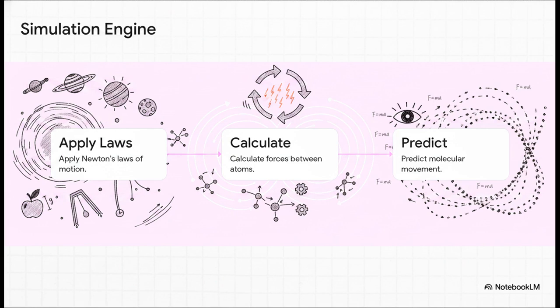And this gives us what we call a cyclical physics engine. Step 1, we just apply Newton's laws of motion to our molecular system. Step 2, we calculate the forces between the atoms. But the real magic happens in step 3. We do this repeatedly over extremely tiny time intervals. We're talking fractions of a billionth of a second. By calculating how atoms push and pull on each other over and over and over again, we can predict continuous molecular movement. We are literally watching the atoms dance by solving F equals ma millions of times a second.